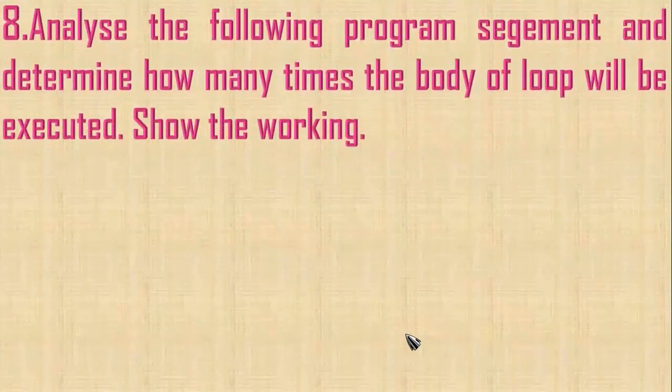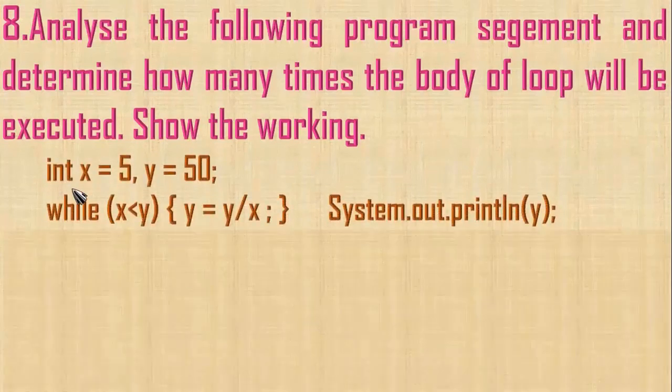Next question. Analyze the following program segment and determine how many times the body of the loop will be executed. Show the working. So here x is 5 and y is 50. While x is lesser than y, y is equal to y by x, and then the body is over. Later it prints y's value. Now the condition 5 is lesser than 50, that is true. It is not going to print anything, it is just going to divide. So y is 50 divided by x, which will be 10.